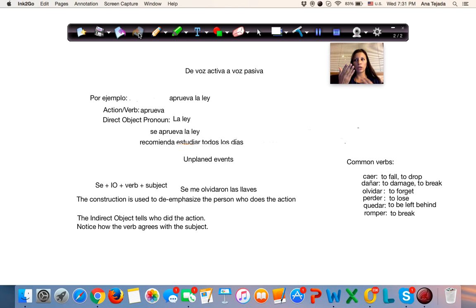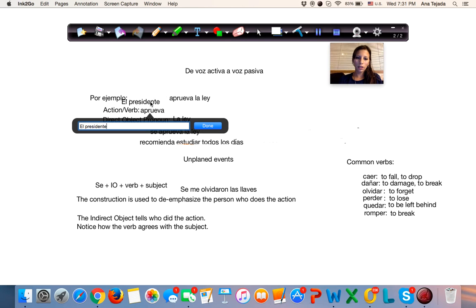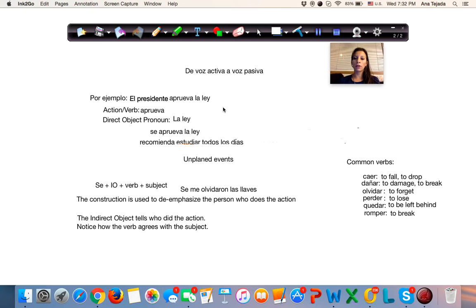Also, one of the things that you could do is to take a voz activa action, when we have a clear agent that is performing that action, into a passive voice sentence. So let's look at this. El presidente aprueba la ley. Aprueba comes from the verb aprobar, to approve. La ley, leyes.